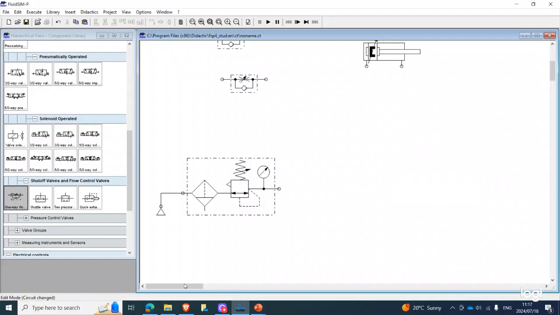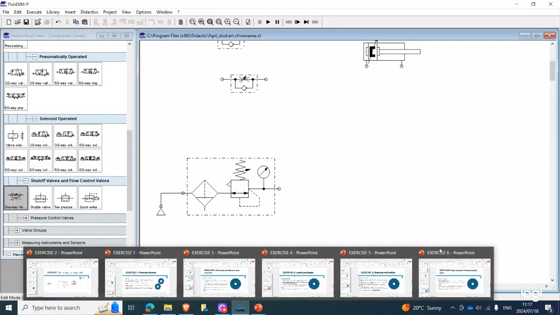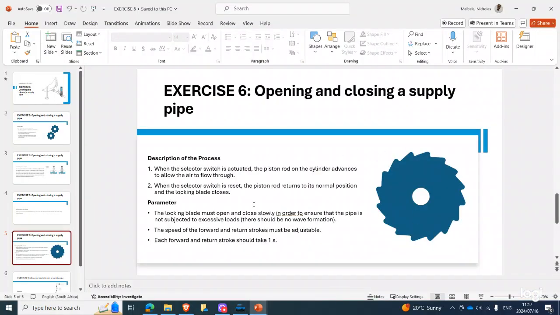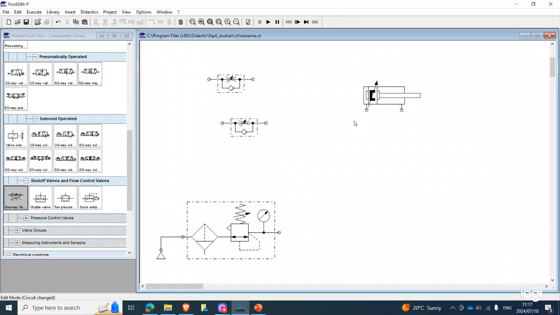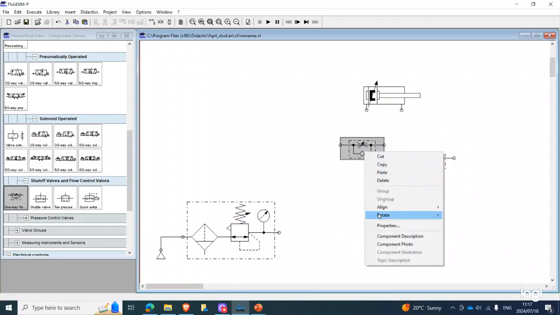Right. And then going back to, again, our exercise, right? So they said the cylinder must open and close slowly, right? So in this case, we are regulating both sides, like when the cylinder is advancing and when the cylinder is retracting. So now it means we have to put the one-way valve on two sides, right?